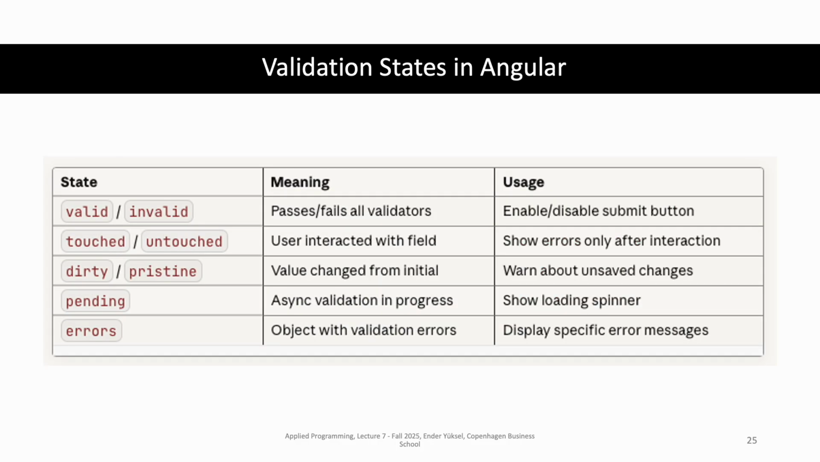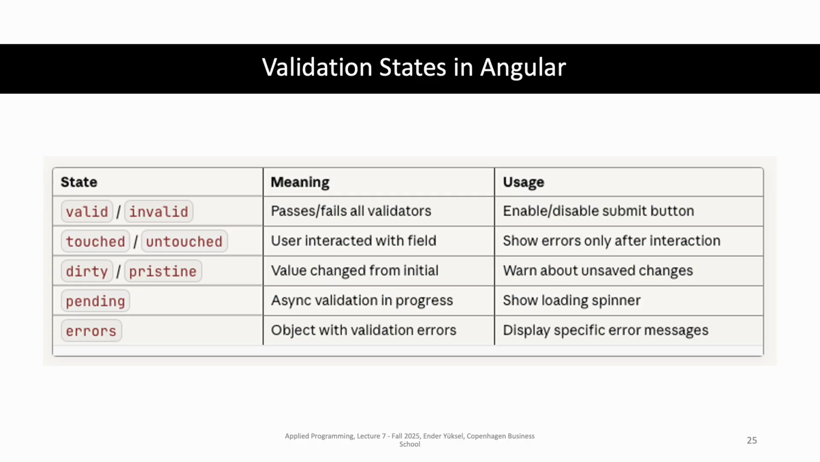There are also different states in Angular. There's valid and invalid state. It is used, for example, in enabling and disabling buttons. We will see in the hands-on part. There can also be touched and untouched, meaning the user interacted with the field or not. And then you can show the errors only after interaction.